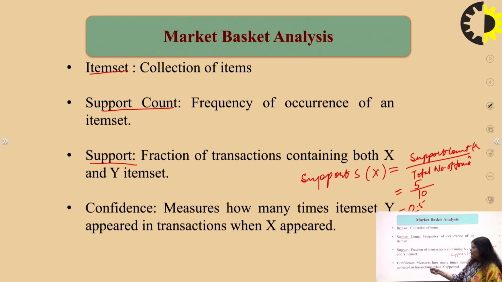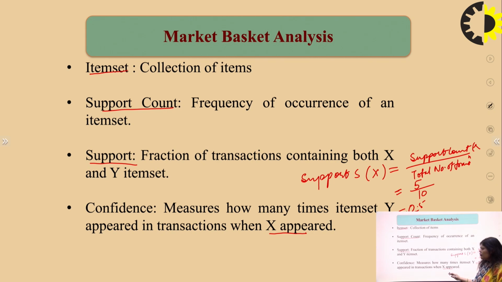Similarly, confidence is another important term. Confidence measures how many times the item set Y appears in transactions when X appeared. Basically, confidence gives us the probability that whenever X is purchased, Y has also been purchased, or we can say it is the probability of how many times X and Y are together purchased by a specific customer.